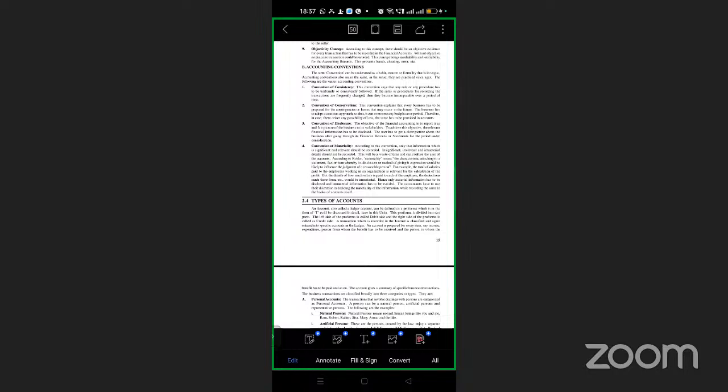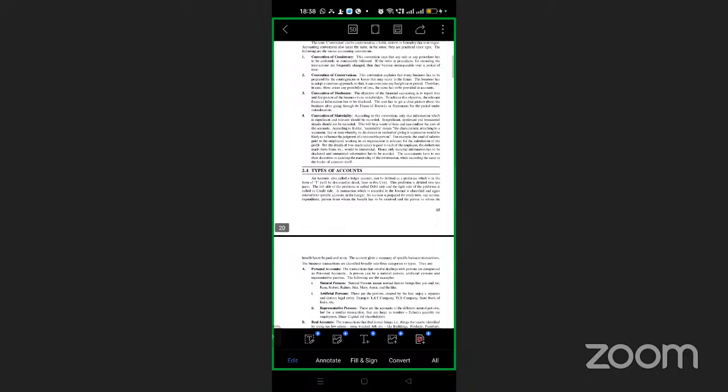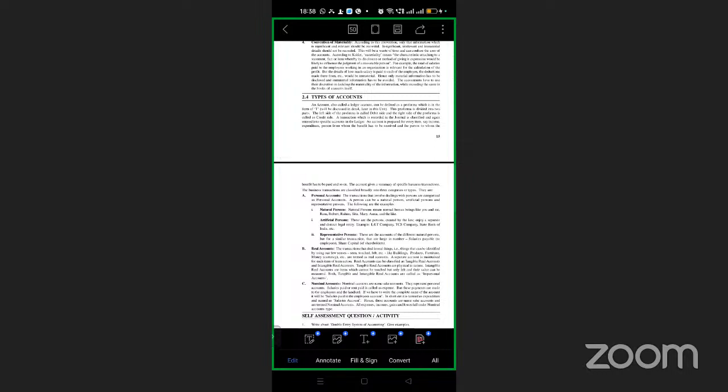Next, the convention of disclosure. So these are the different conventions and concepts on the basis of which we prepare the accounts. Next comes the types of accounts. To write journal entries, whatever journal entries we write. What is a journal entry? A journal entry is nothing but the day-to-day transactions.